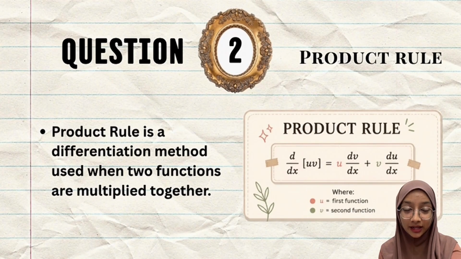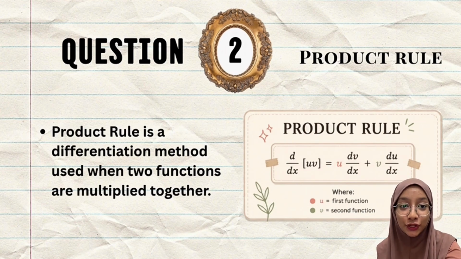Alright, move to my part. I will explain about the product rule in differentiation and show an example of how to solve an equation using this method. But before that, what is the product rule? The product rule is a method used in differentiation when two functions are multiplied together. For example, y equal to u times v. The formula for the product rule is dy over dx equal to u times dv over dx plus v times du over dx. In this formula, u represents the first function and v represents the second function.